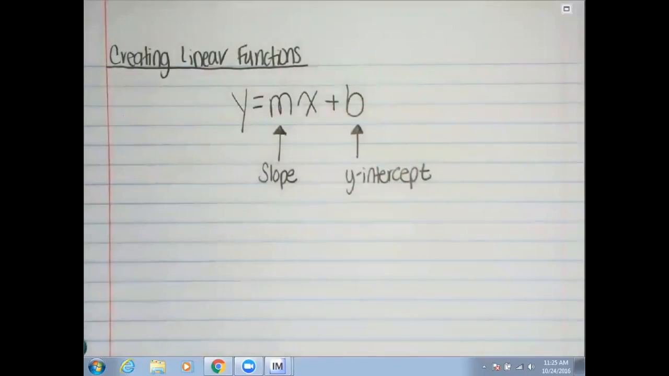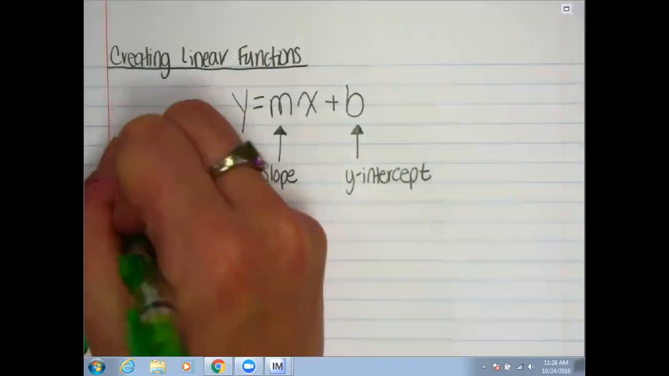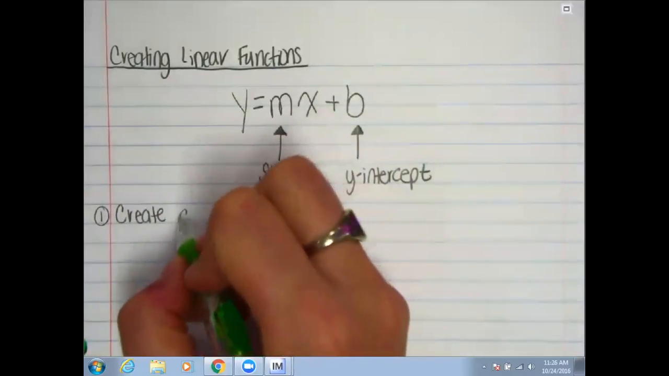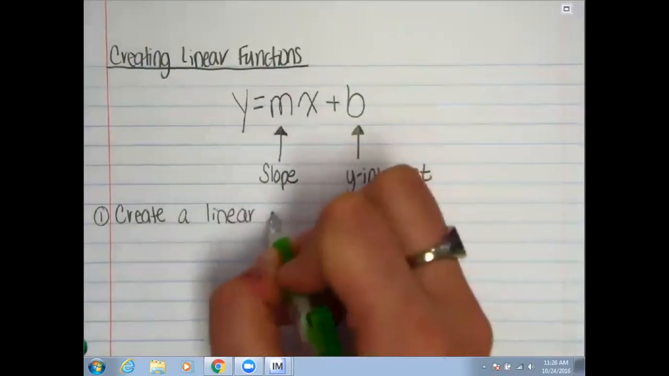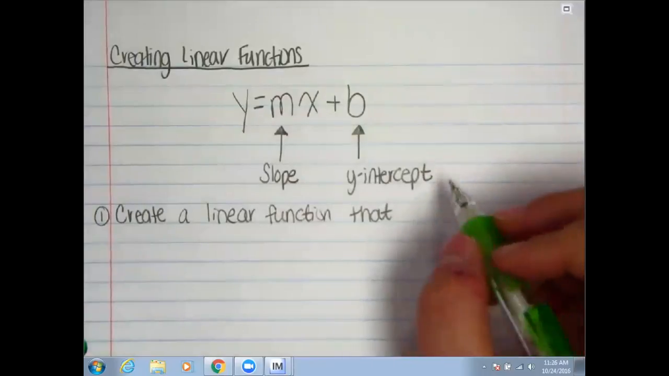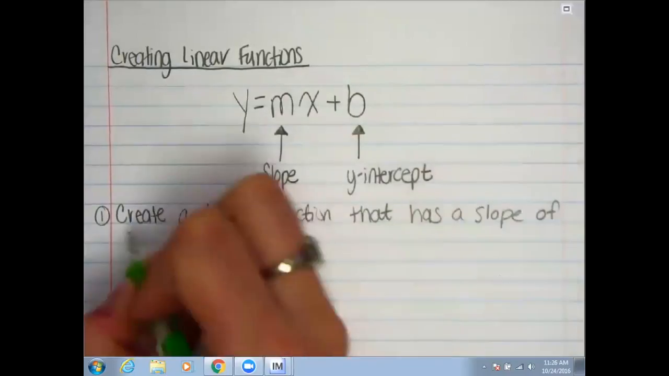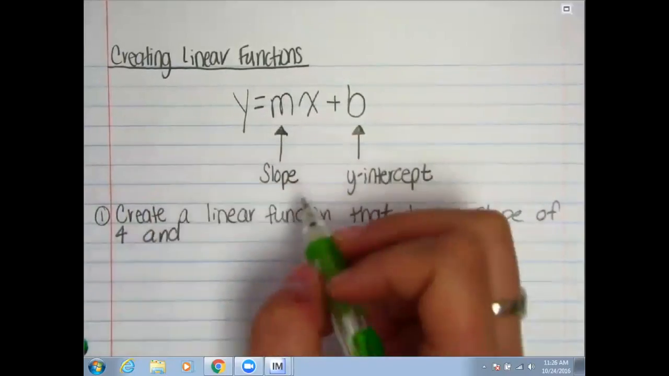Okay, so you need a slope value, or your M, coefficient of x, and you need your B value, your constant at the end. So we've been looking at creating equations if I give you a slope and a y-intercept, but what if I just give you a slope and a point? So what if I asked you to create a linear equation, or a linear function, that has a slope of 4 and passes through the point 6, 4.